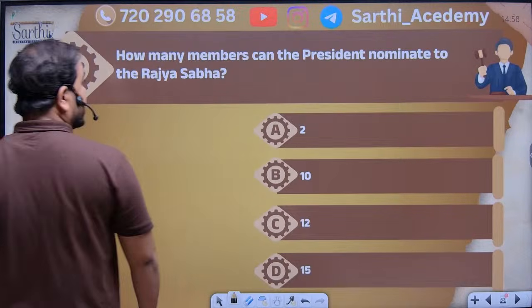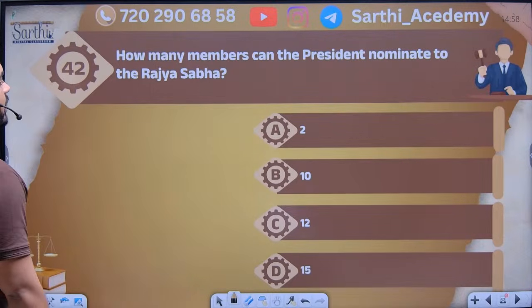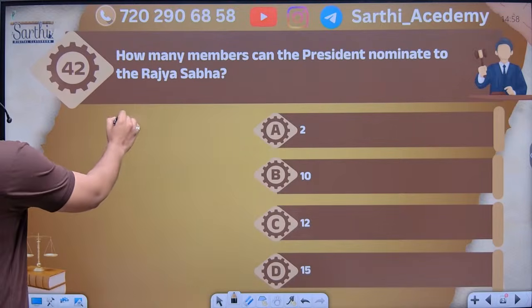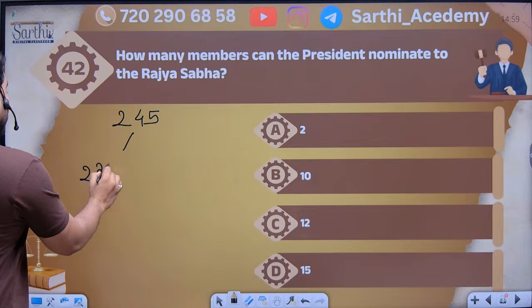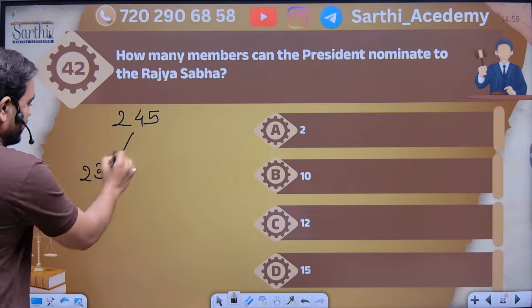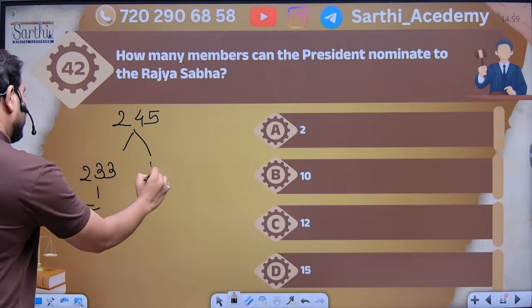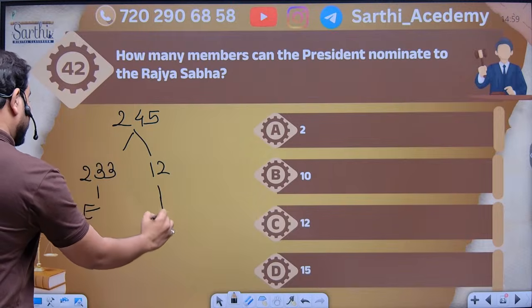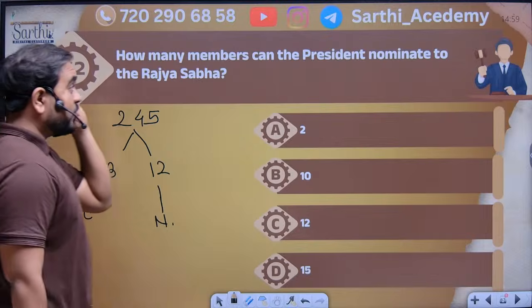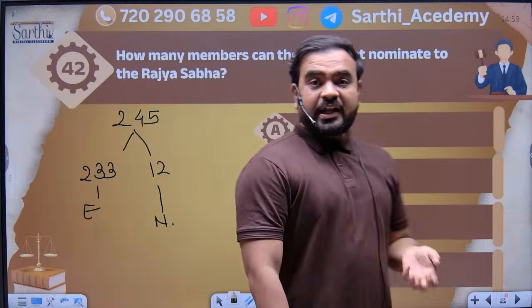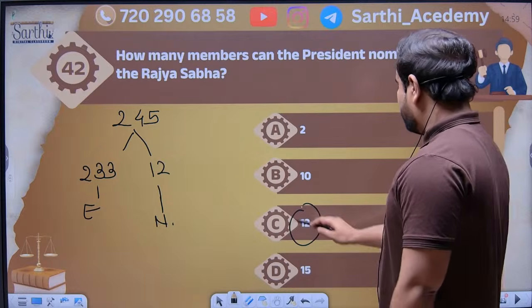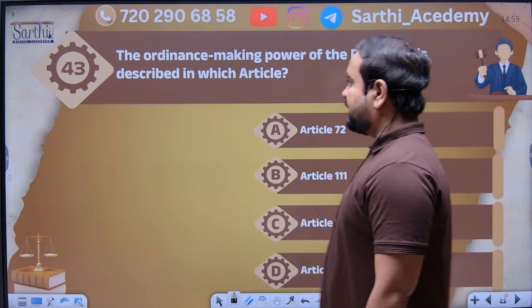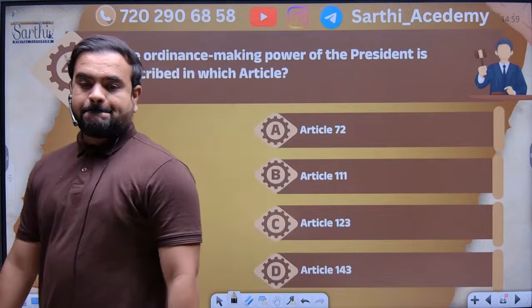How many members can the president nominate to Rajya Sabha? How many members are there in Rajya Sabha? 245. Among 245, how many elected? 243 elected. How many nominated? 12 members nominated. So how many members can the president nominate to Rajya Sabha? 12 members the president can nominate to Rajya Sabha. Give the answer, come on.